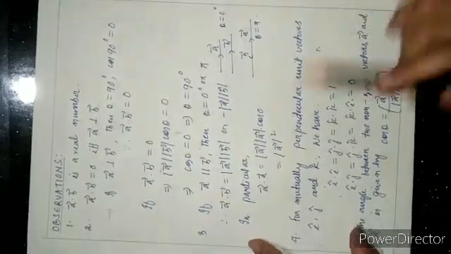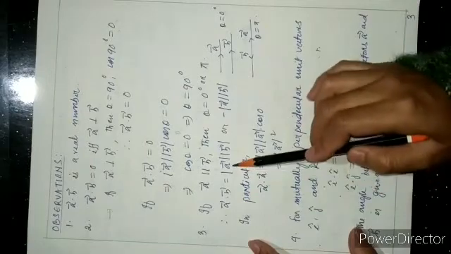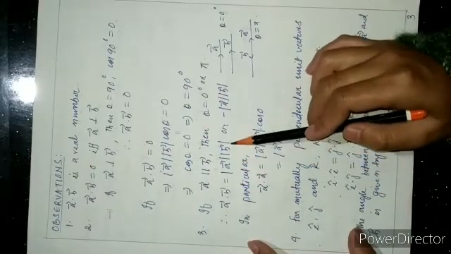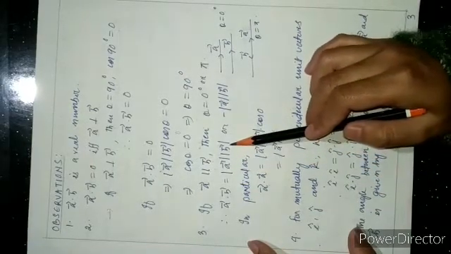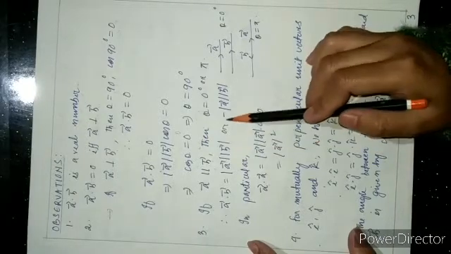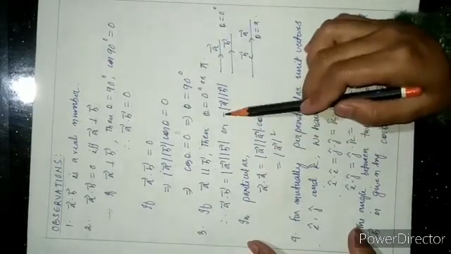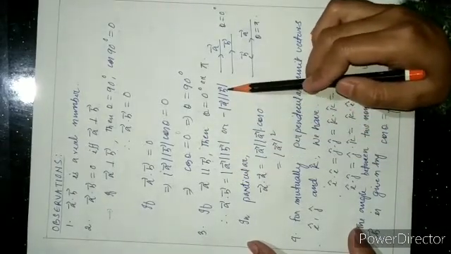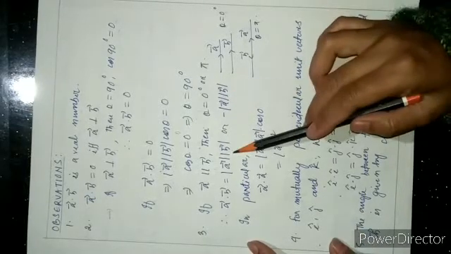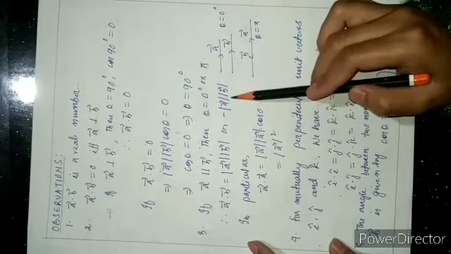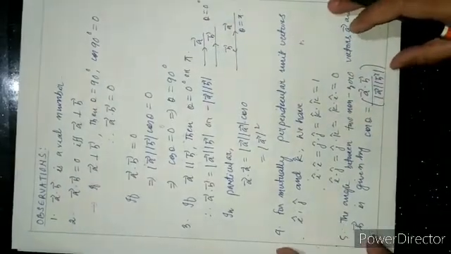Therefore a dot b will be equal to magnitude of a into magnitude of b, since cos 0 is equal to 1. But in the second case, a dot b will be equal to minus magnitude of a magnitude of b, since cos pi is equal to minus 1. This is for same direction and opposite direction.